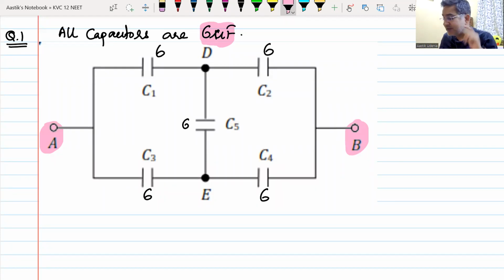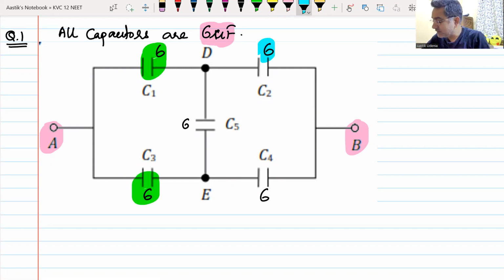Now, how do you get the answer as 6? As soon as you see these 5 capacitors, you look at this one. This is 6, this is 6, 6, 6. You can see the ratio of the left hand side and right hand side are the same. That means this becomes a balanced Wheatstone bridge. If it becomes a balanced Wheatstone bridge, then you can cut this capacitor off.